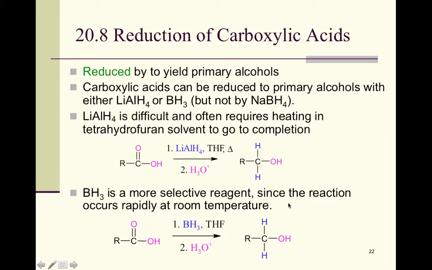Borane is a more selective reagent since the reaction occurs rapidly at room temperature. It still requires THF. THF is an ether. It gives the reagents something to float around in and meet each other. And we still have as the second step the protonation.